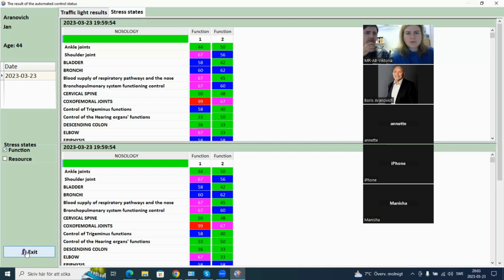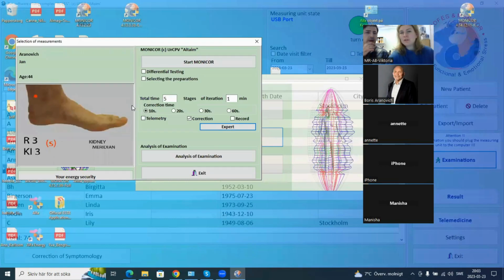What I wanted to show more is that if you don't want to do anything, just correct. When you start Monicor, you just choose 15 minutes, measuring every 3 minutes, and start. And that's it. Then you go to expert and see everything that was happening. For yourself, it's the best and easiest way. Sometimes I'm too lazy to start all this again, to check, to go here and there. You just have a couple of minutes, you put it on, and you get treated immediately. So it's perfect.